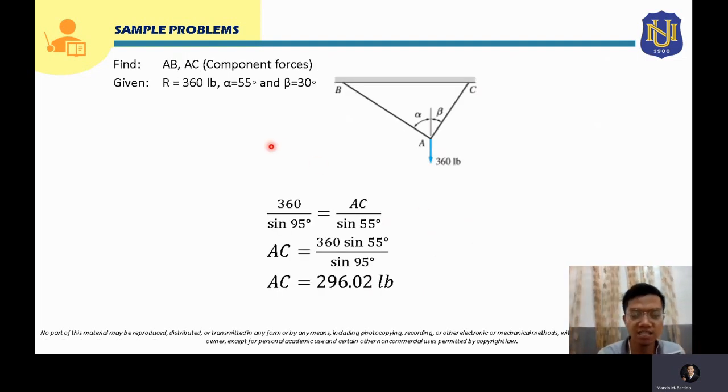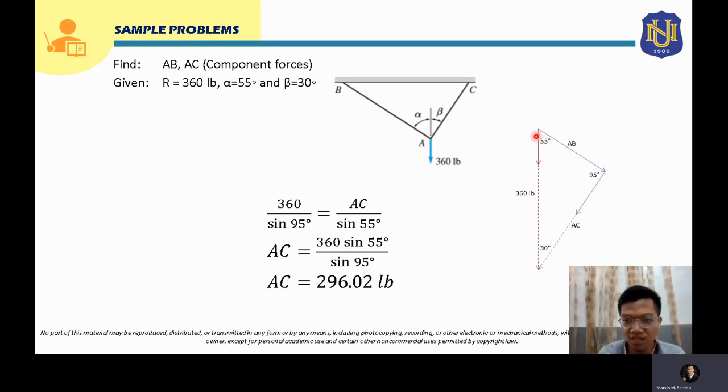So let's first list down the things that are being asked in the problem, which are the component forces AB and AC. The given again is the 360-pound force, which will serve as our resultant, and then the angle alpha, which is 55 degrees, and your angle beta, which is 30 degrees. So using triangle law to solve this, we have to form first a triangle.